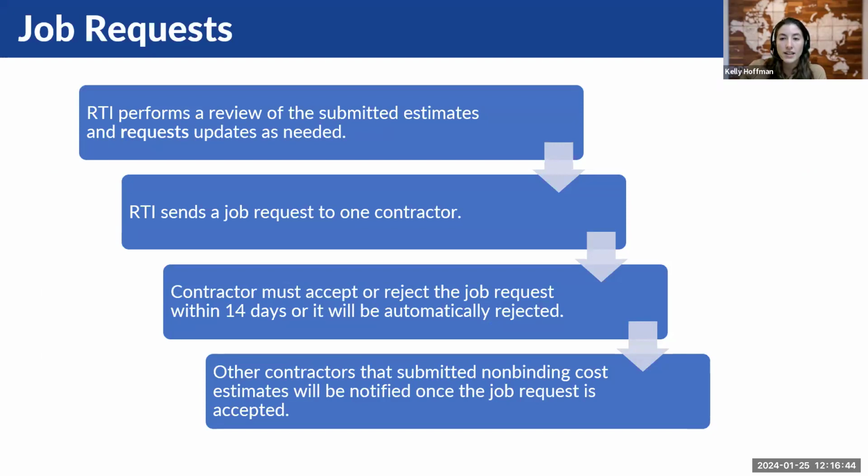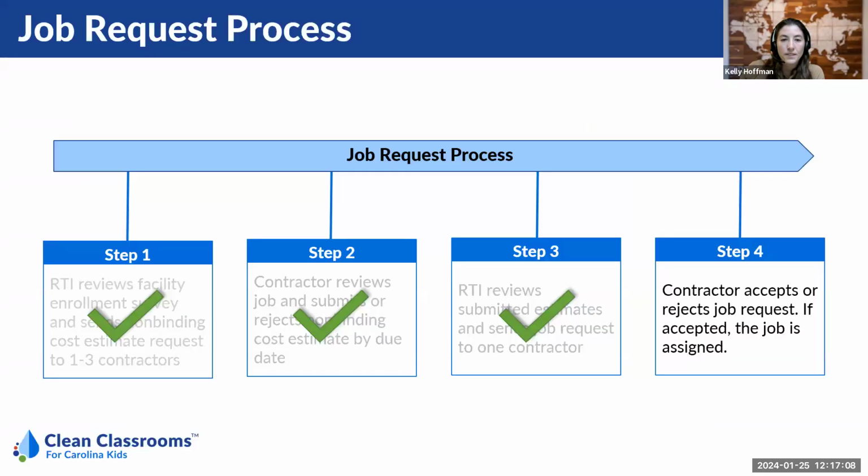Once a contractor is selected, they will receive a congratulations email and they'll see a job request in the portal. And this job request must be accepted or rejected within 2 weeks, or it will be automatically rejected and assigned to a different company. Once a job is accepted, any other contractors who submitted cost estimates for the same job will be notified that a different contractor was selected. And finally, the selected contractor can officially accept or reject the job request.